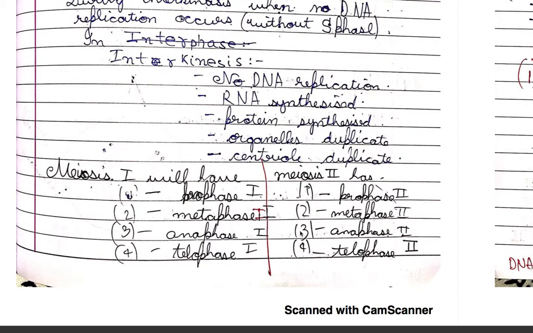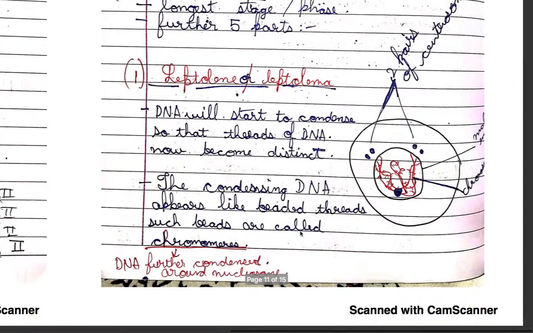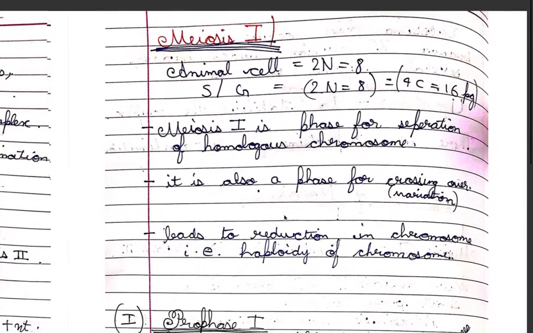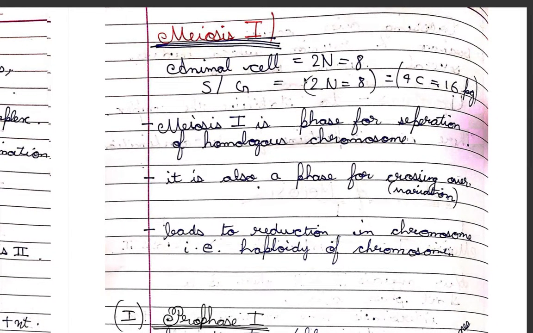Now meiosis 1 will have prophase 1, metaphase 1, anaphase 1, telophase 1, and meiosis 2 will have prophase 2, metaphase 2, anaphase 2 and telophase 2. Just naming, and after the name there would be 1 or 2. Now meiosis 1, that is the first one. Of course, an animal cell has 2n equal to 8 at the S stage or G2 stage, that is 4c equal to 16 picogram.